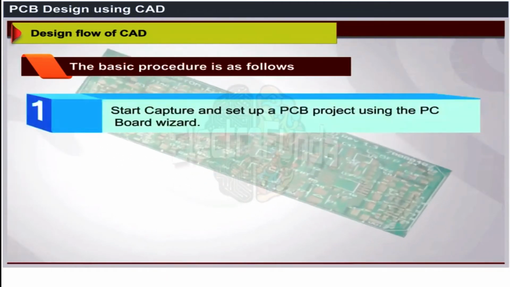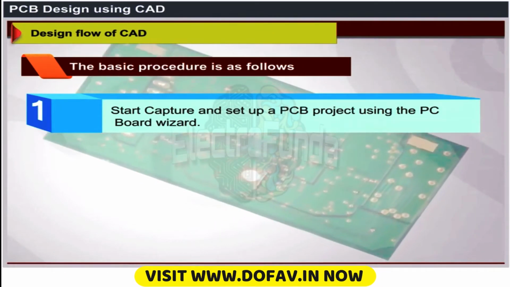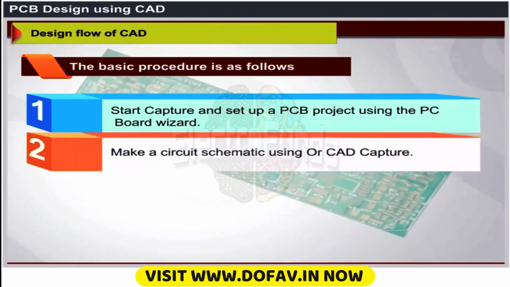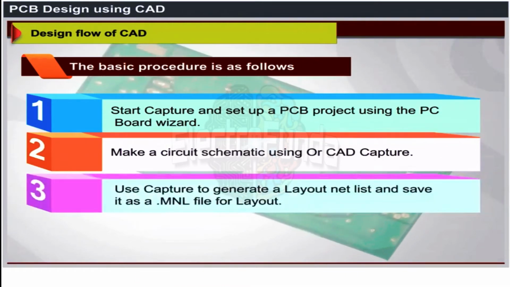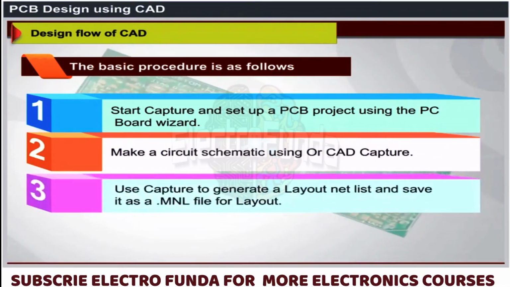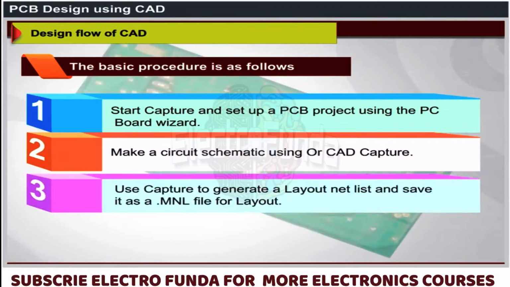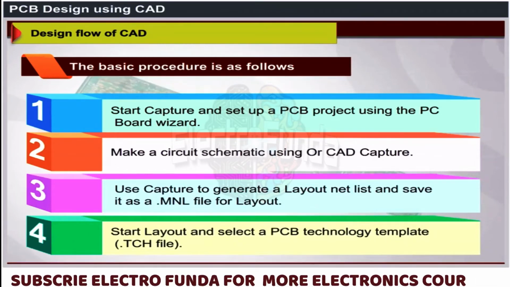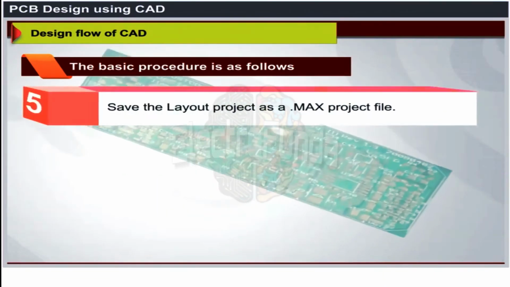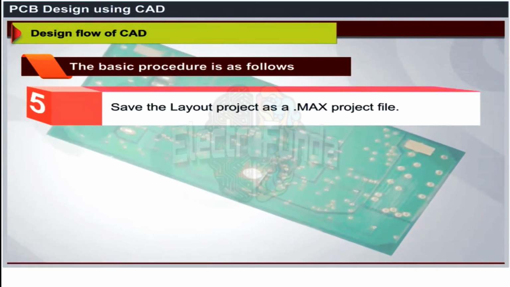Start Capture and set up a PCB project using the PC Board Wizard. Make a circuit schematic using CAD Capture. Use Capture to generate a layout netlist and save it as a .mnl file for layout. Start layout and select a PCB technology template .tch file. Save the layout as a .max project file.